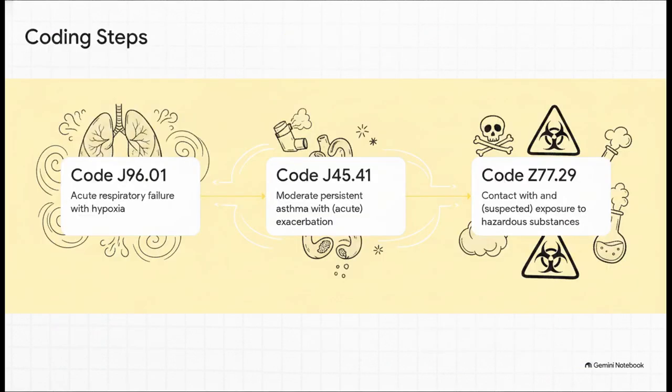Here is the pathway. First, we need J96.01 for the acute respiratory failure with hypoxia. Next up is J45.41. That's your combination code for the moderate persistent asthma with acute exacerbation. And finally, step 3, you assign Z77.29 to capture the contact with and suspected exposure to hazardous substances.